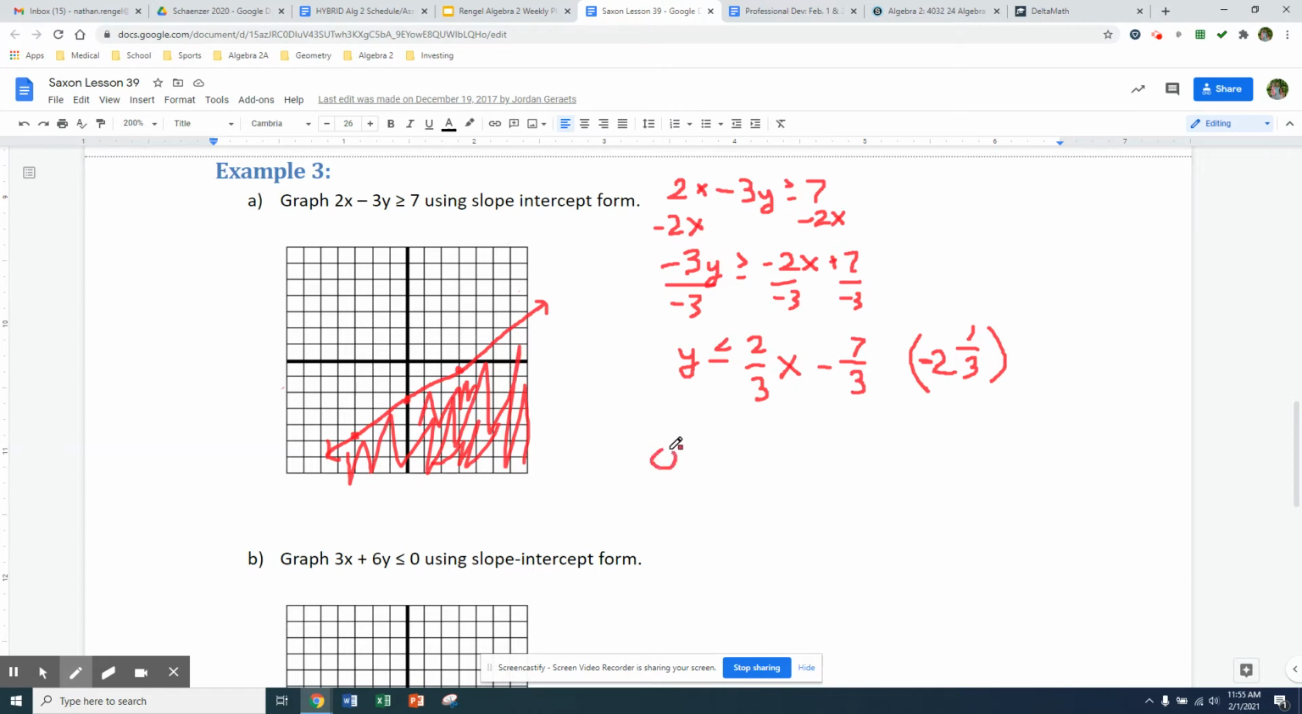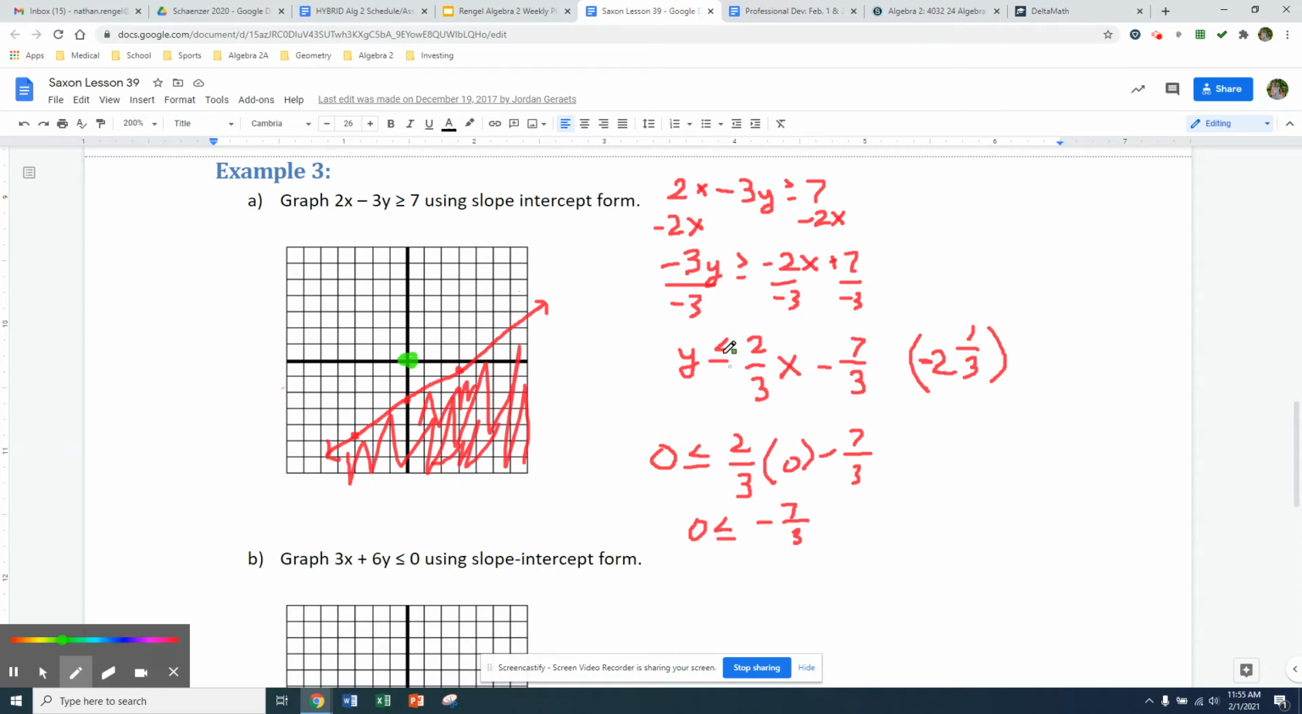Another thing you can do is you can put in a test point. And the test point that's best to use is 0, 0. So we can go 0 equals 2/3 times 0 minus 7/3. And that would end up saying 0 is less than or equal to -7/3, which is not true. So if it's not true, we look at where was our test point there. If our test point does not work, that means it's on the side where the solutions are not. So we would not shade the side with our test point. We'd be shading the other side.